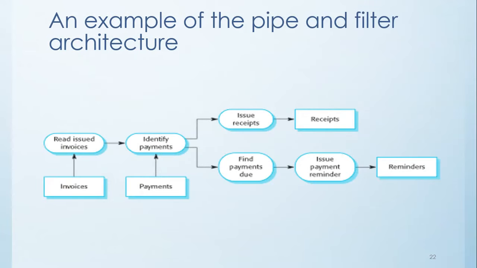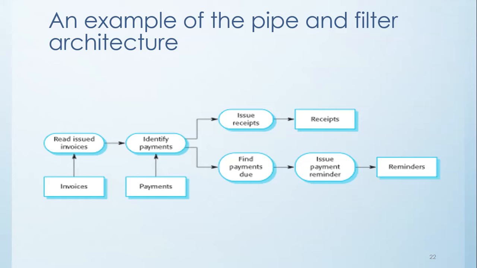This is a very transformational type model. The example you see here is some invoice payments. The invoice and payments are inputs to this system. Invoices go into read the issued invoices, then you're going to transform that by identifying the payments, and then you could issue receipts, and then receipts come out the end on that first thread, or you could find the payments that are due, issue payment reminders, and reminders come out on the other end.